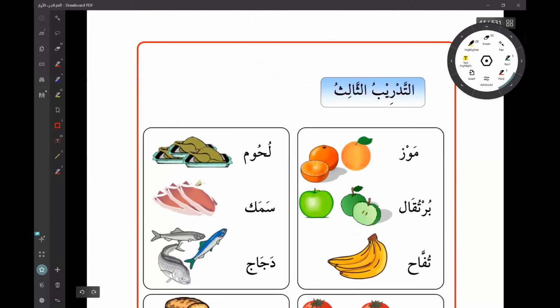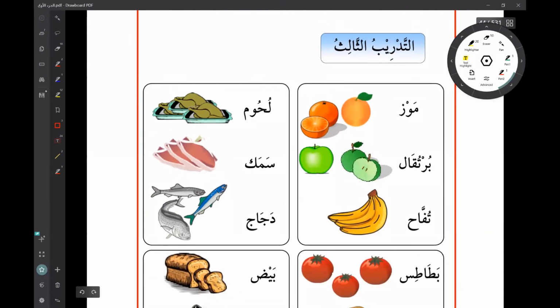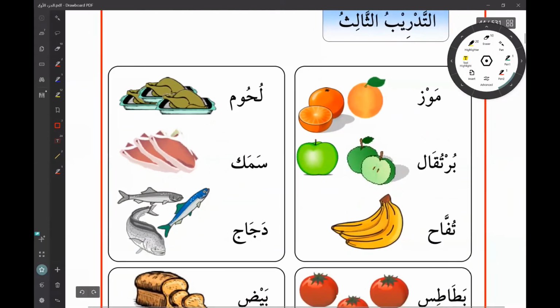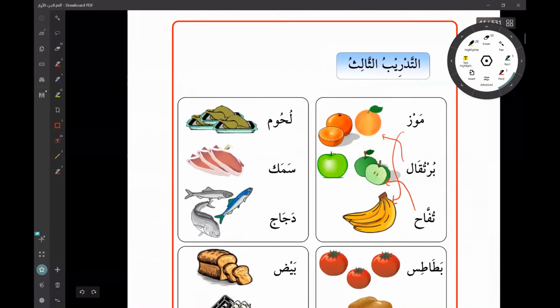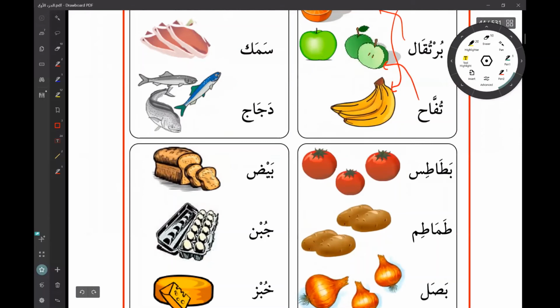Then we have at-tadrib al-thalith, the third exercise. This one looks a little bit different in the sense that they give you a picture and you need to match them. So we have mouse. What is mouse? Apple? No, mouse is banana. So you connect, right? Burtuqal, oranges, right? Tufah is apple, and you connect apple. So I think you can do the rest, right? Yes, maybe. Jayid.